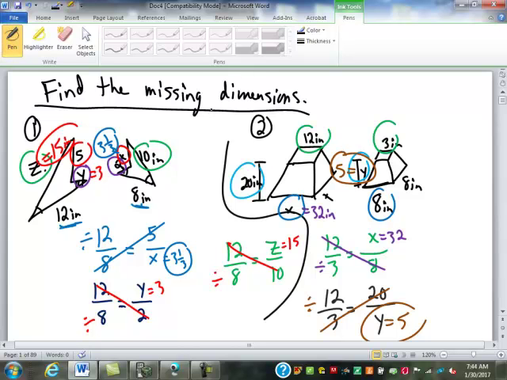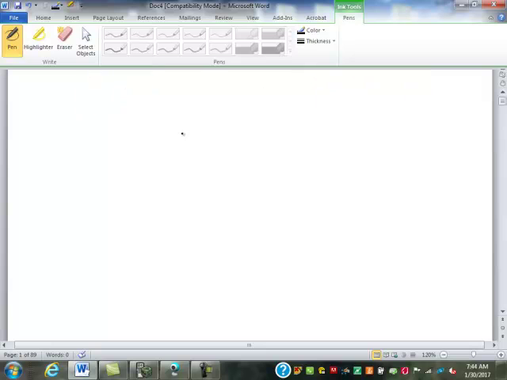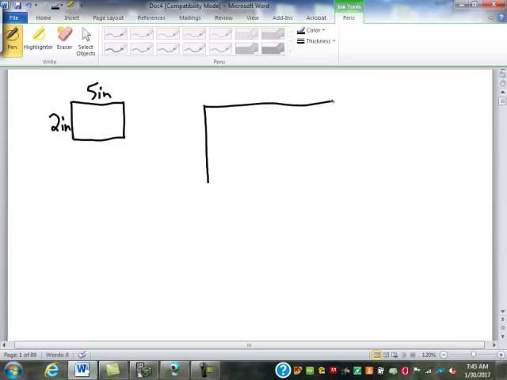Okay, so today's task is to look at things like this. Still similar figures, but we're going to look at areas and volumes of similar figures. So let's start out with a rectangle that looks like this. We got a 2 by 5 rectangle. I'm going to enlarge it to be 6 inches by 15 inches.